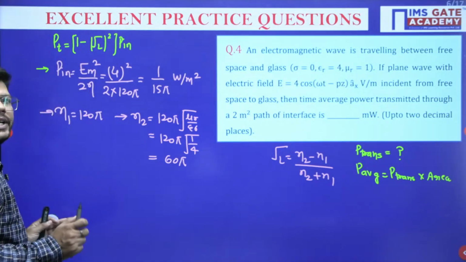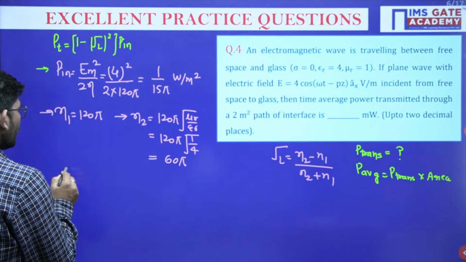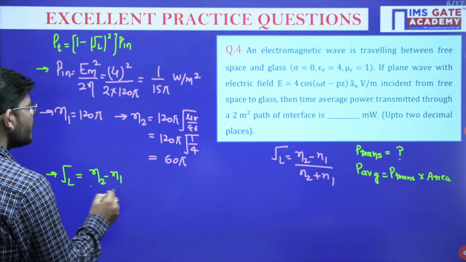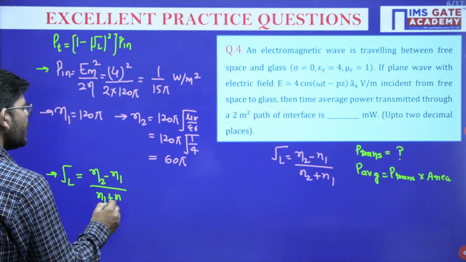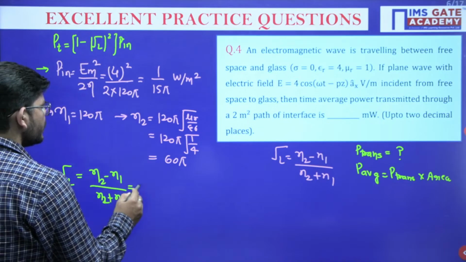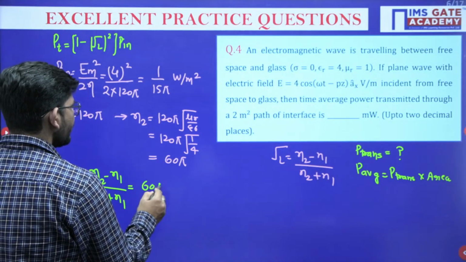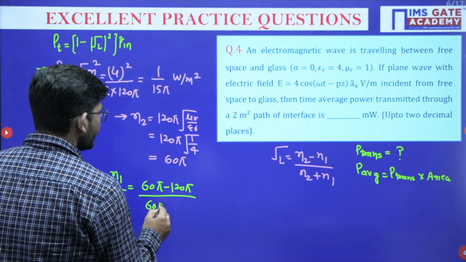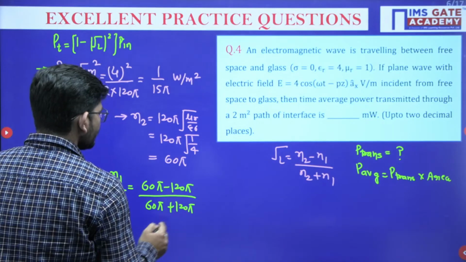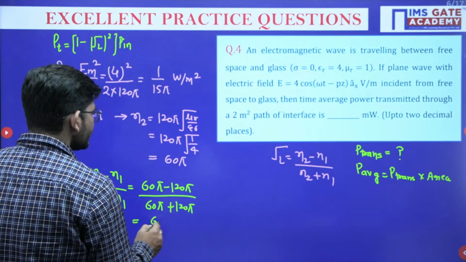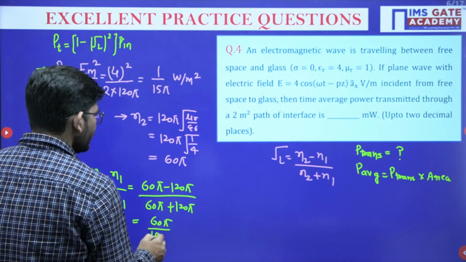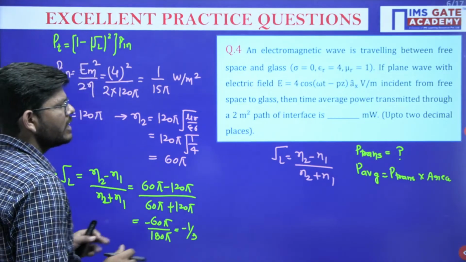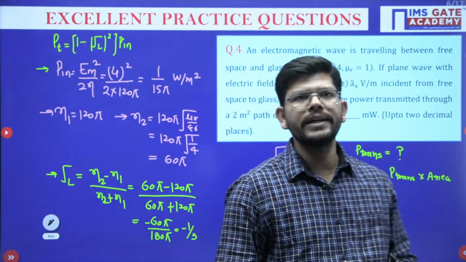120 pi divided by 2, that is 60 pi. So now we know the values of eta 1 and eta 2, and we can find the reflection coefficient. It is eta 2 minus eta 1 divided by eta 2 plus eta 1. Putting the values, eta 2 is 60 pi minus 120 pi divided by 60 pi plus 120 pi. It will be minus 60 pi divided by 180 pi, so we have minus 1 by 3. So gamma L is equal to minus 1 by 3.